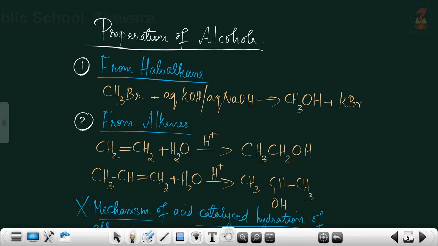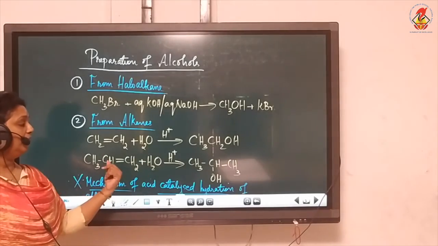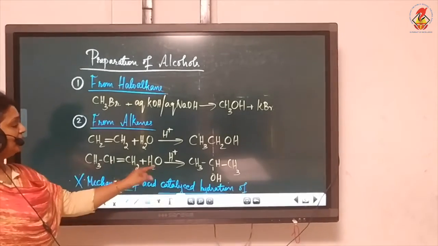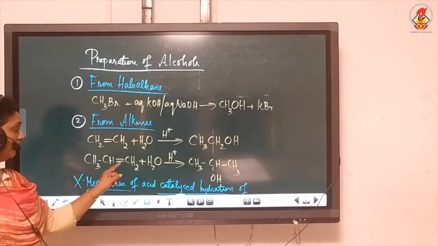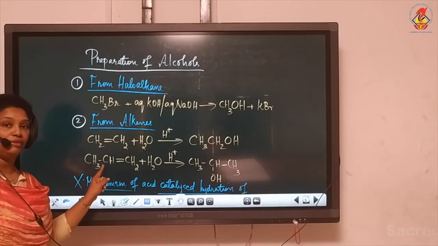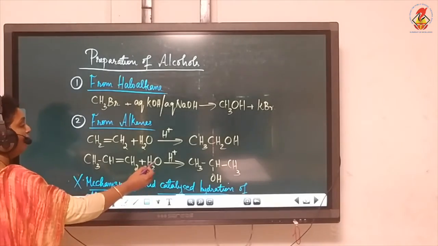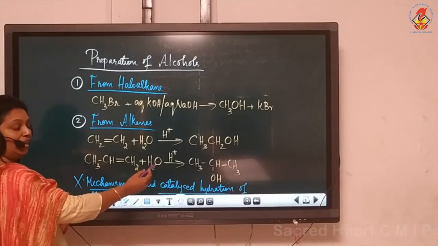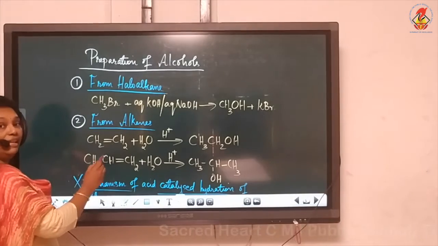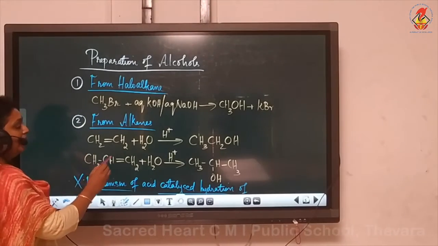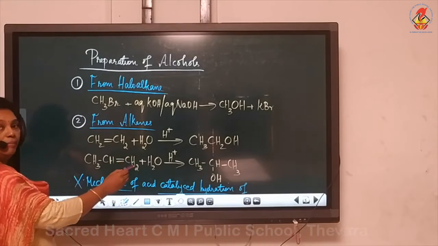Here, addition of H2O to alkene takes place according to Markovnikov's rule. And we know, according to Markovnikov's rule, the negative part of the addendum will add to carbon of the double bond carrying less number of hydrogen. Now in H2O, OH minus is the negative part. It adds to carbon with less number of hydrogen. And H plus will add to the other carbon atom.